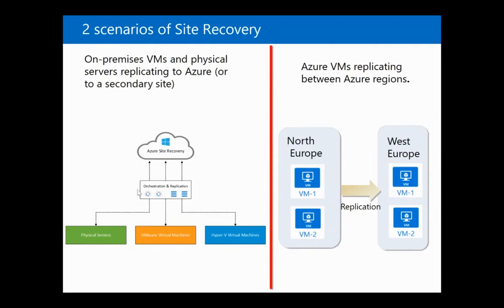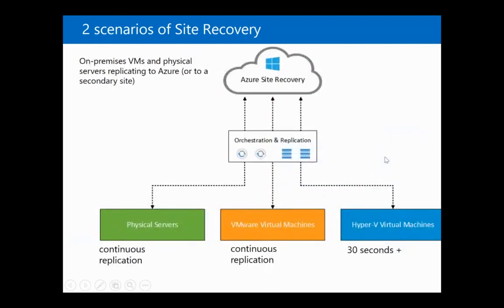Then, for these three machine types, there are some services in between for orchestration and replication, and then we get Azure Site Recovery, which is in Azure. This is the first situation. And the second situation is we have virtual machines in North Europe and we are replicating them to West Europe for DR purposes. So let's get started with situation one, which is replicating your on-premises machine to Azure.